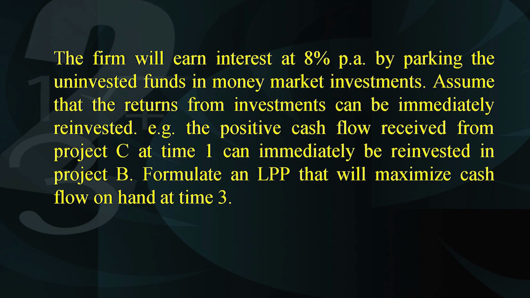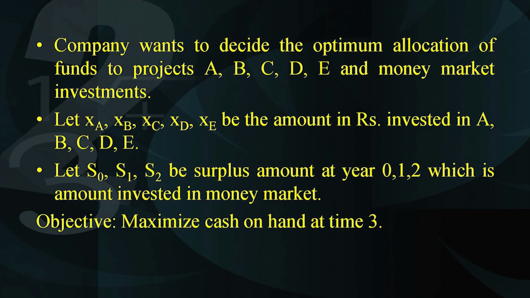We need to formulate the problem as a linear programming problem so that the maximum cash flow on hand at time 3 is obtained. So, we need to look at a couple of observations. The first one is that the company wants to decide the optimum allocation of funds to the projects A, B, C, D, E and money market investments. So, therefore, let us look at the first step. The first step is the decision variables.